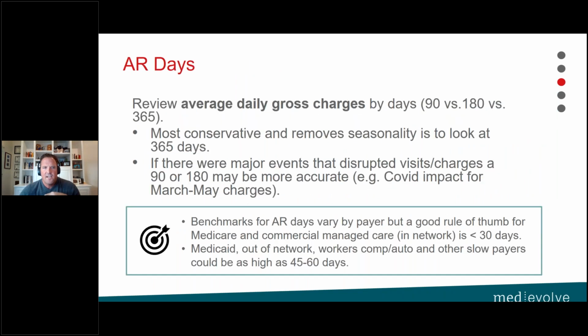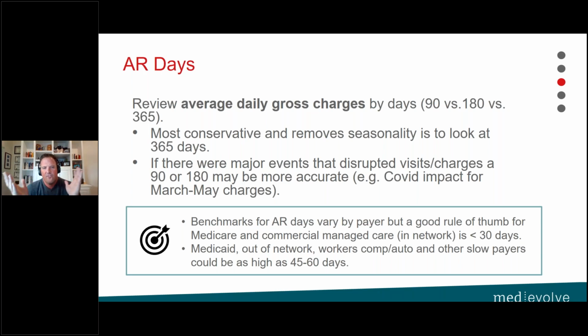All right, AR days. AR days, obviously it's a measure everybody uses. One of the things we had to do with AR days because of COVID is change our denominator up a bit. We had to look at a 90-day average daily gross revenue because the AR dropped so significantly in April and May that the AR days got really inflated. So when you're looking at your current debit AR divided by an average daily gross charge number, we actually look at it at 90 days, 180, and 365.